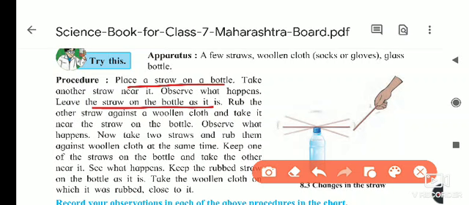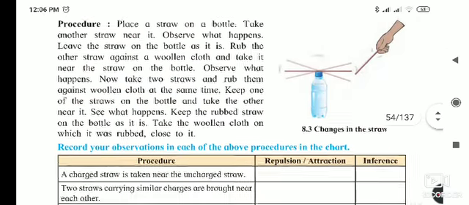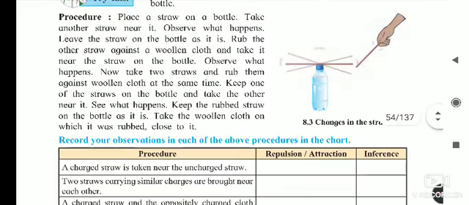But when you rub the other straw against the woolen cloth, afterwards one of the straws we have to rub against the woolen cloth and take it near the straw on the bottle. Then observe. What is your observation? Now take the straws and rub them against the woolen cloth at the same time, and keep one straw on the bottle and take the other near it. What happens? Keep your observation. Keep the rubbed straw on the bottle as it is, and take the woolen cloth on which it was rubbed close to it. You have to record your observation.